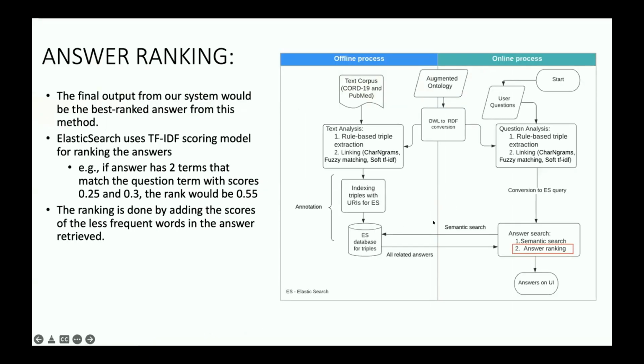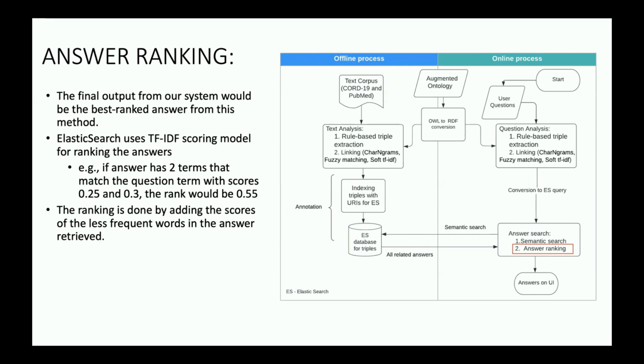So the next component from our architecture is answer ranking. The final output from our system would always be the best ranked answer. Elasticsearch uses the TF-IDF scoring model again for this ranking. For example, if an answer has two terms that match the question terms with scores 0.25 and 0.3, the rank would be the sum of these two, which is 0.55. Once the rank for each retrieved answer is calculated, it is sorted in descending order, so that the highest weighted sentence is always the best answer for a given question.